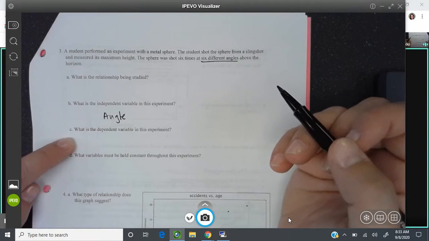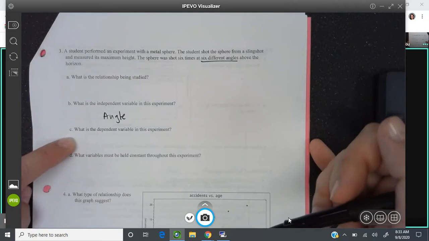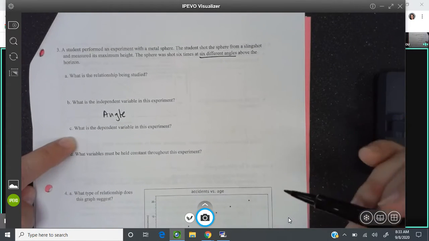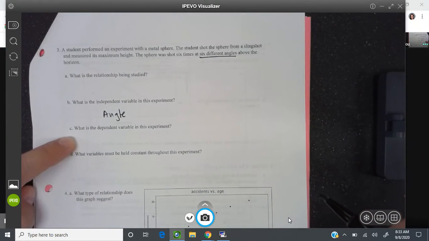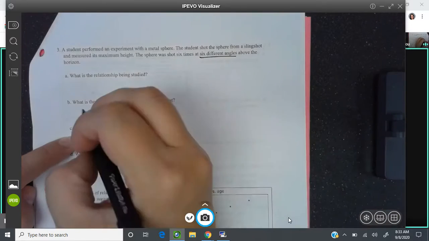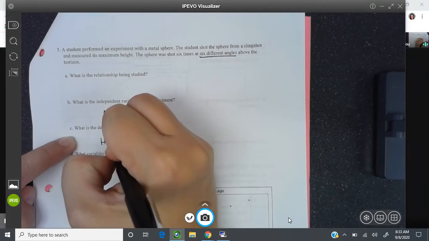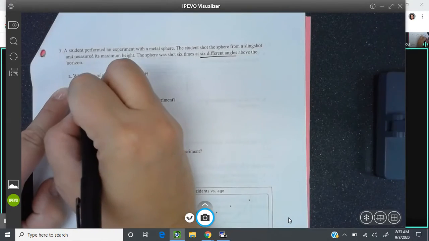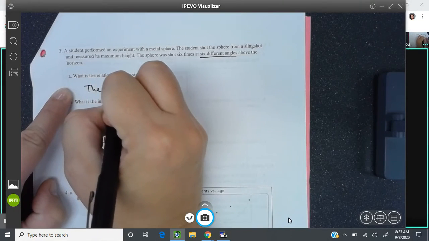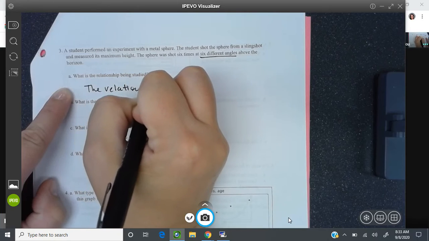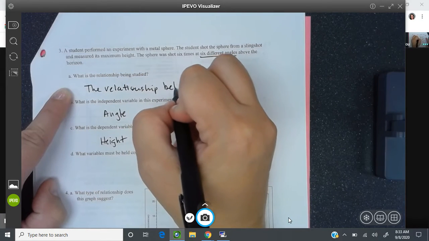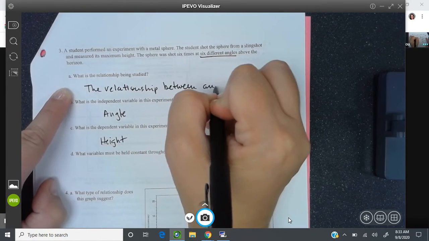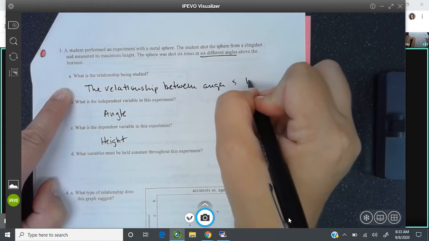What was the student measuring in response to the change in the angle? Anybody? Yeah. The height, yeah. And so when we're looking at what's the relationship being studied, we're looking for the relationship between angle and height.